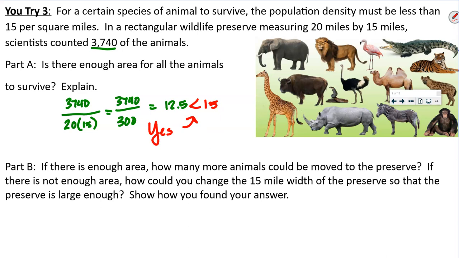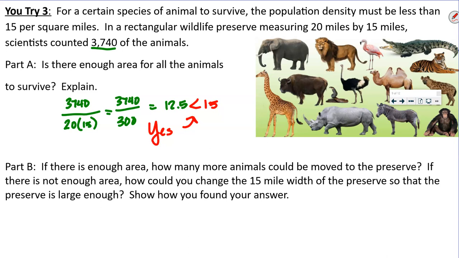Okay. So then part B says, if there is enough area, how many more animals could be moved to the preserve? If there's not enough area, how could you change the 15-mile width of the preserve so that the preserve is large enough? Okay, so how many more animals could we put in there?